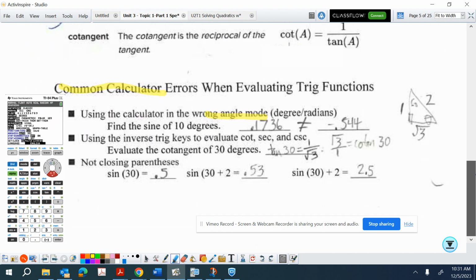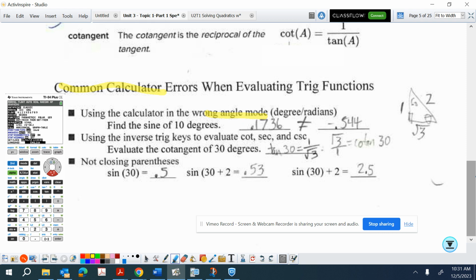And below here, I'm not going to go over this too much, but you should pay attention to common calculator errors. First of all, and most egregious, is making sure your mode is in the correct place. When you do pre-calculus, we are almost always in radians. So you must go to mode in your calculator and you must make sure that your mode is in radians, because as you can see, doing the sine of 10 degrees versus 10 radians is going to give you different answers.